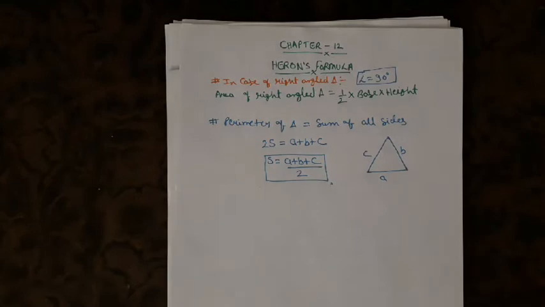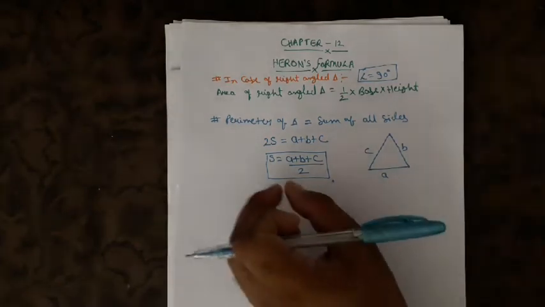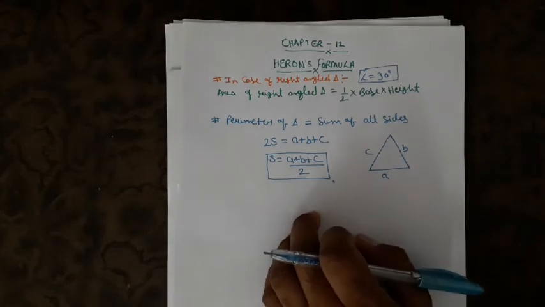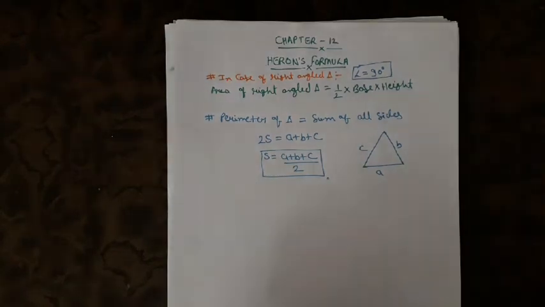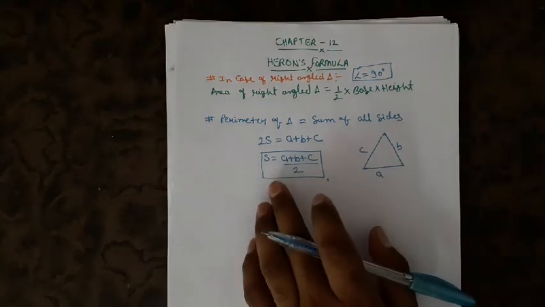This thing you should remember: semi perimeter means the sum of all sides divided by 2. So just remember this: semi perimeter s equals a plus b plus c by 2. This s will be used in the question. So how to find s, this thing you have to remember. We will use this formula directly.